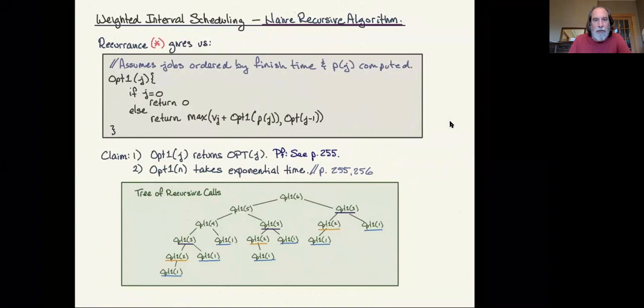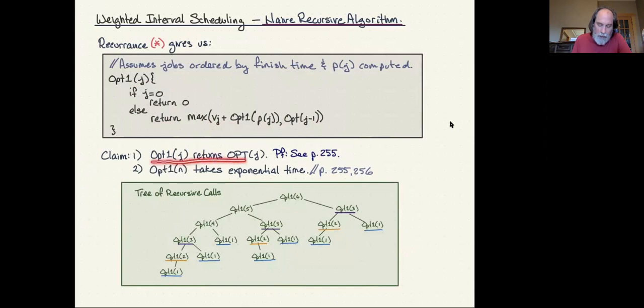Okay, so let's build now our naive recursive algorithm, just like we did for Fibonacci. The recurrence gives us this algorithm. We'll assume the jobs are ordered by finish time and that P of j has already been computed, and write the recursion. Okay, so opt of j is, if j is 0, we return 0, we're done. Otherwise, we take the max of vj plus opt of P sub j, or opt of j minus 1. The max of those and return it, right? Just turning the recurrence into code.